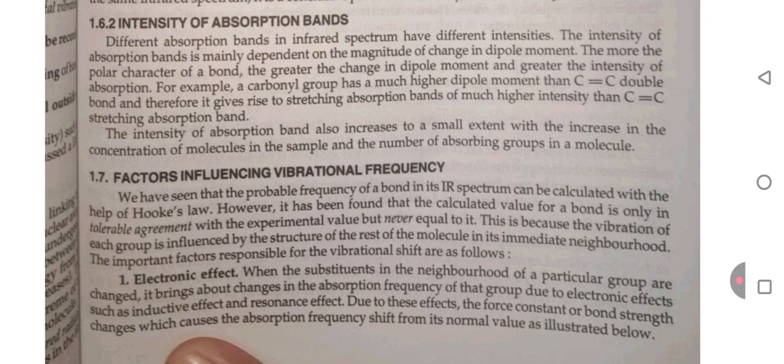This is because the vibration of each group is influenced by the structure of the rest of the molecule in its immediate neighborhood. The important factors responsible for vibrational shift are as follows. First, electronic factor. When the substituents in the neighborhood of a particular group are changed, it brings about a change in the absorption frequency of that group due to electronic effects, such as inductive effect and resonance effect. Due to these effects, the force constant or bond strength changes, which causes the absorption frequency to shift from its normal value.